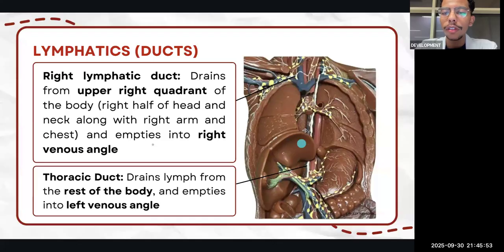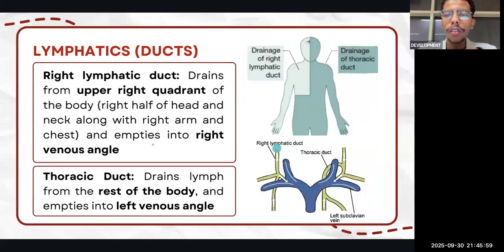So thoracic duct drains the rest of your body. Right lymphatic duct drains the upper right quadrant of your body. And this is what it looks like here. So the drainage of the right lymphatic duct is for only this part of the body. The rest of the body is done by the thoracic duct, all right? And here's what it looks like, the drainage into the veins. So the right lymphatic duct drains into the right venous angle. However, the thoracic duct drains into the left venous angle.